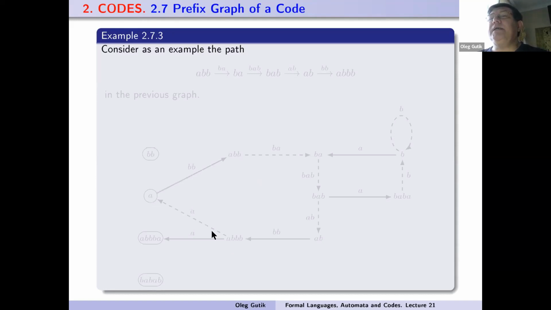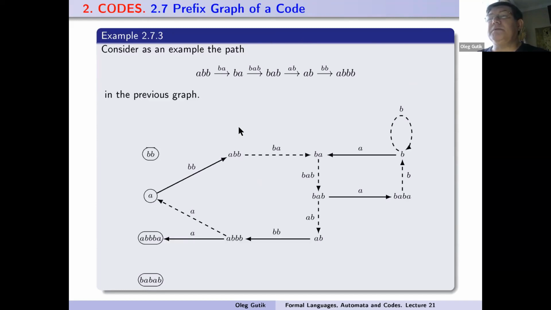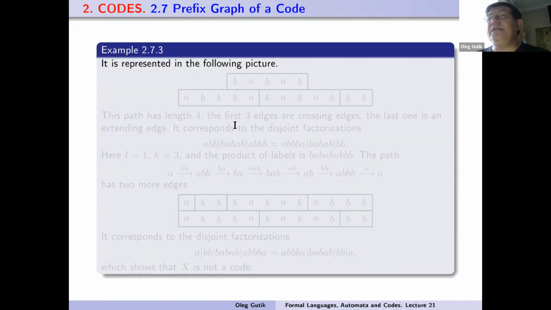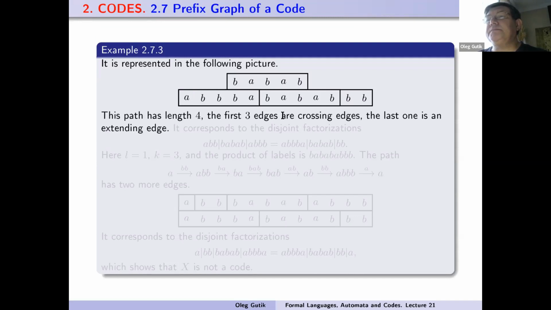Example. Consider as an example of the path, the following path here in the previous graph, it is represented in the following pictures. This path has length 4. The first 3 edges are crossing edges, and the last one is an extending edge.